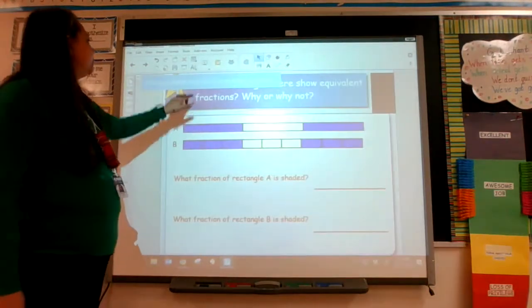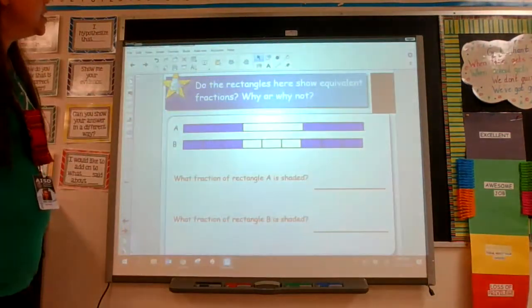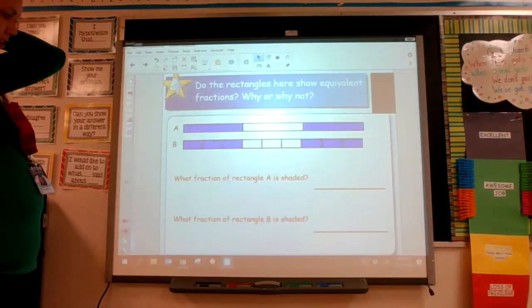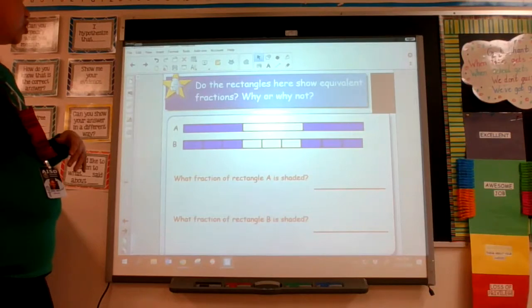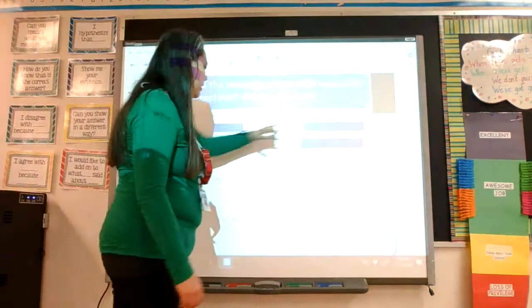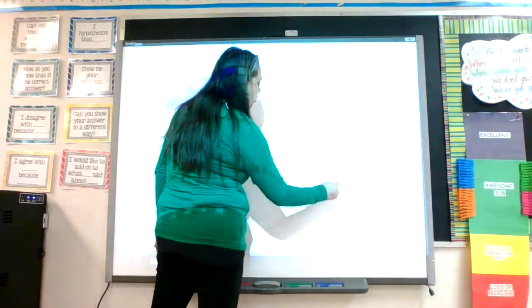Okay. Do the rectangles here show equivalent fractions? Why or why not? Well, let's answer these questions. What fraction of rectangle A is shaded? So how much is shaded? 2 pieces out of 3. What fraction is shaded? 2/3.